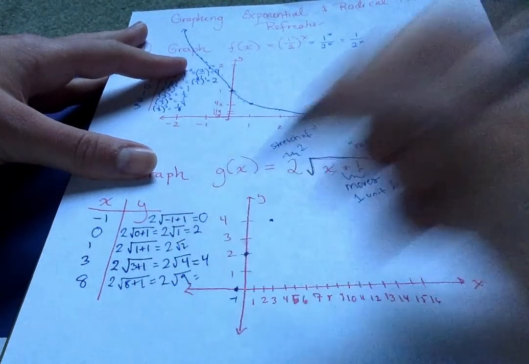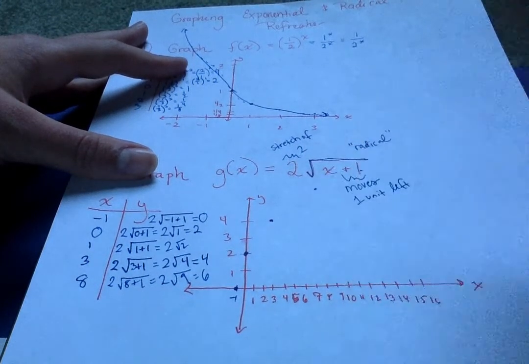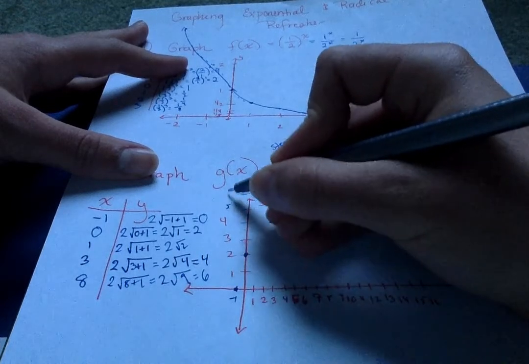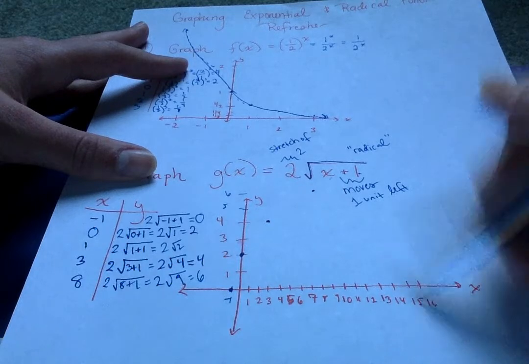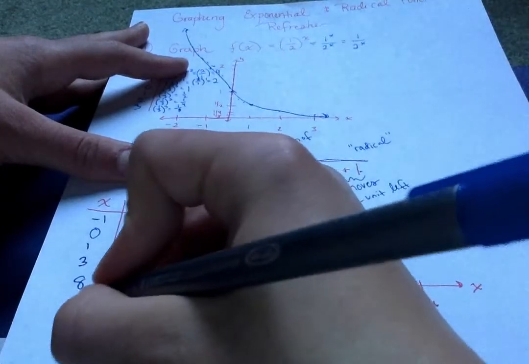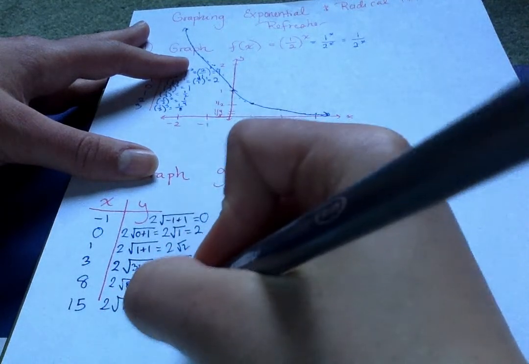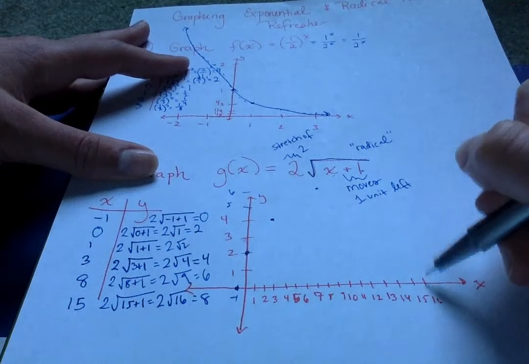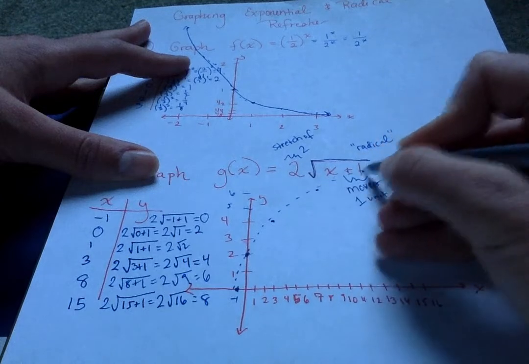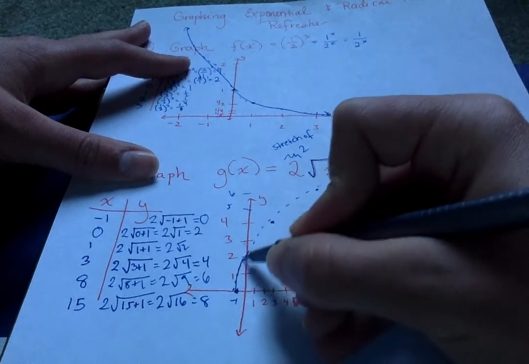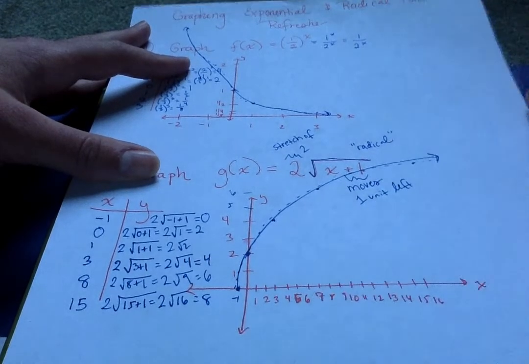2 times the square root of 9. Well, the square root of 9 is 3. 2 times 3 is 6. So I have the point 8, 6, which isn't quite on my graph. And then we also want to do our last point of 15, because 15 plus 1 is 16. And we have a nice square root for 16. 2 times 4 is 8. So it's going to be up around 8. Then I connect my points. And this nice radical function here is my 2 times the square root of x plus 1. So we see it's been moved to the left 1 and stretched by a factor of 2.